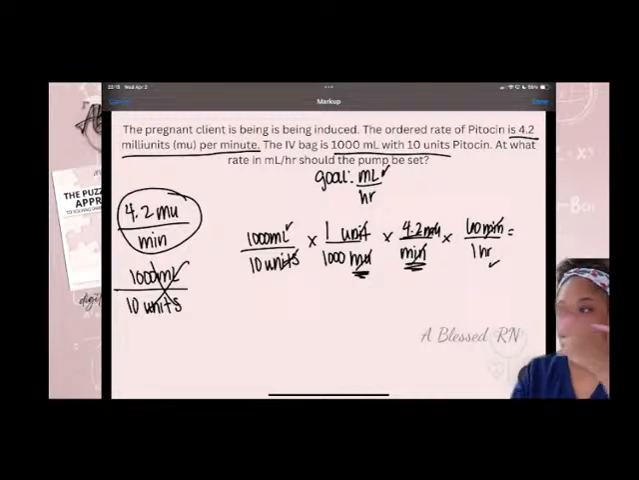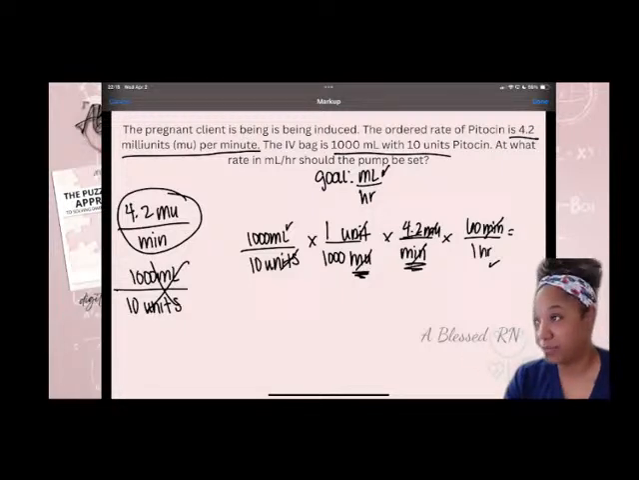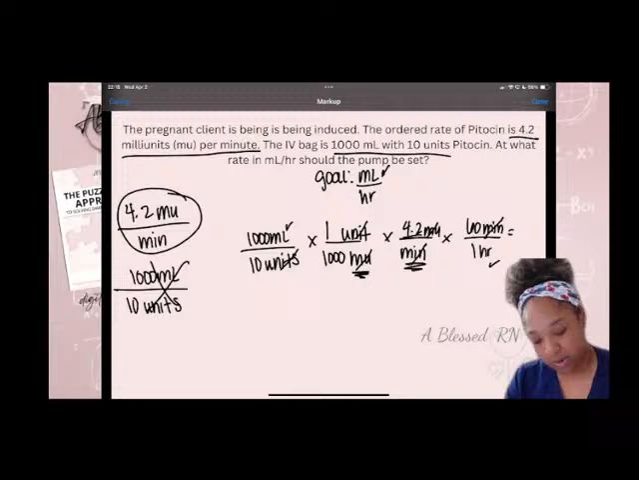But let me do this question, okay? 1,000 times 4.2 times 60 divided by 10 divided by 1,000 equals 25.2. Did y'all get that? Milliliters per hour?